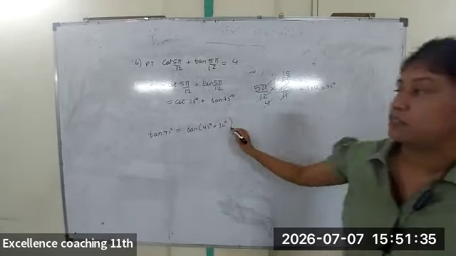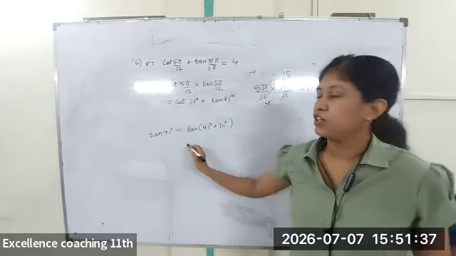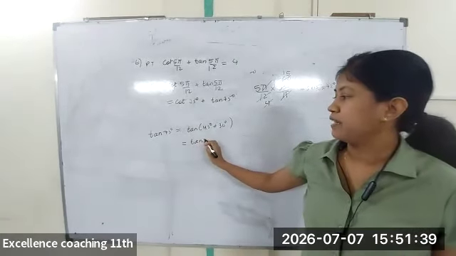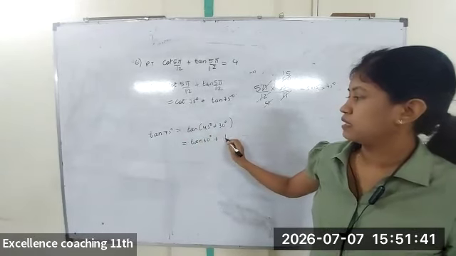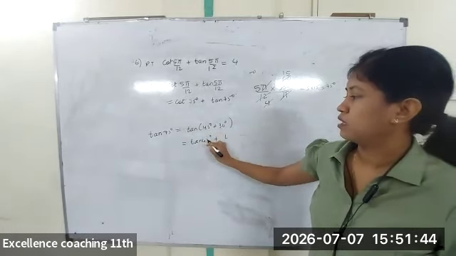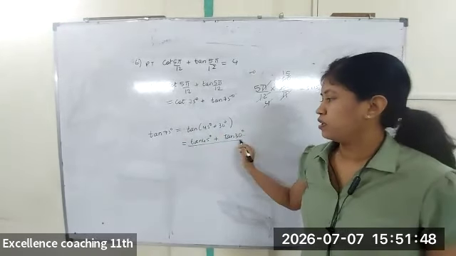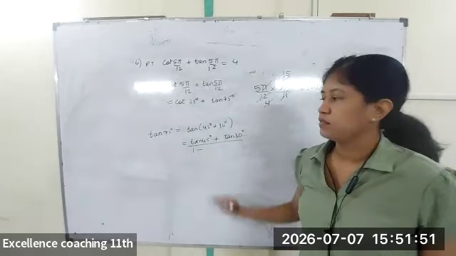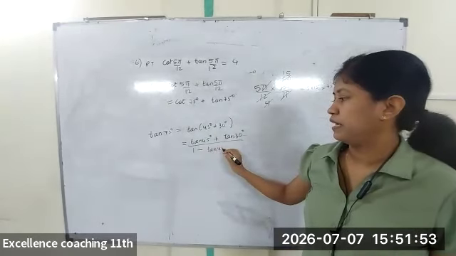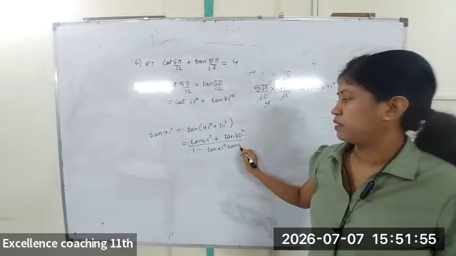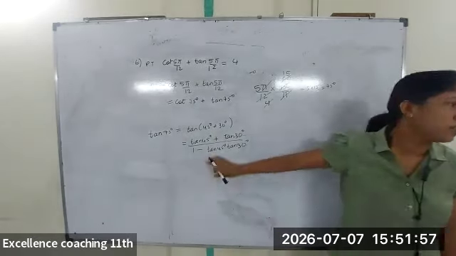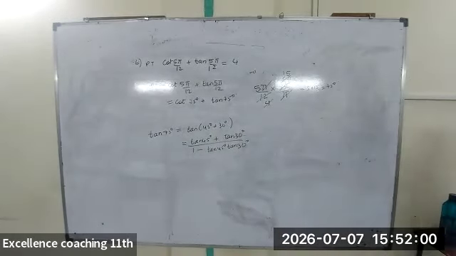So which formula? tan(A+B). What is tan(A+B)? It is (tan A + tan B) upon (1 − tan A tan B). Even without writing the formula, you can directly do that. Then put the values and calculate. Whatever you get for tan, cot will be the reciprocal of that.